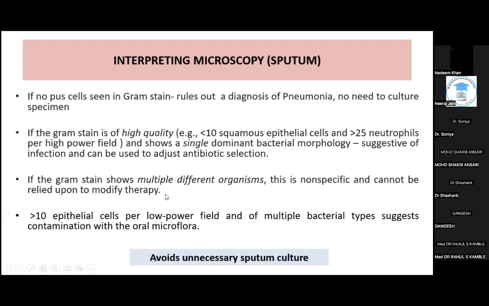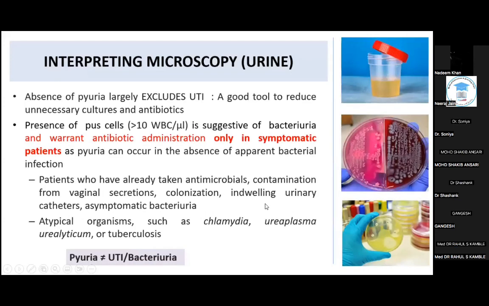If the gram stain shows different organisms, it is non-specific and cannot be relied upon. If there are more than 10 epithelial cells per low power field and multiple bacterial types on microscopy, for a sputum sample it indicates contamination with oral microflora. This is what is also called Bartlett's criteria, that is, less than 10 epithelial cells or more than 25 pus cells are only significant for sputum.